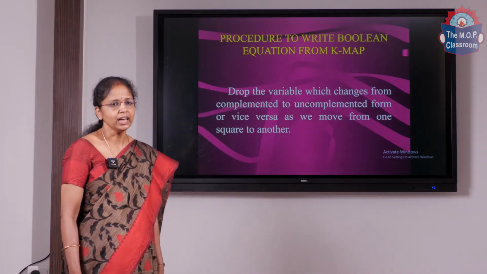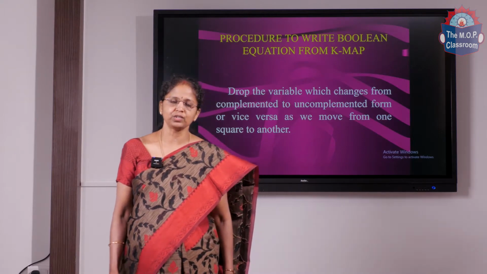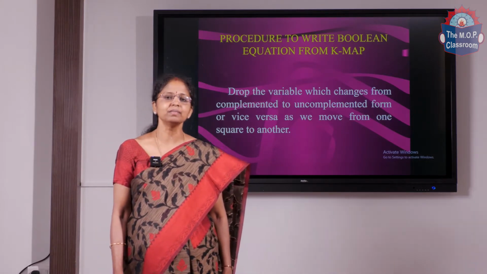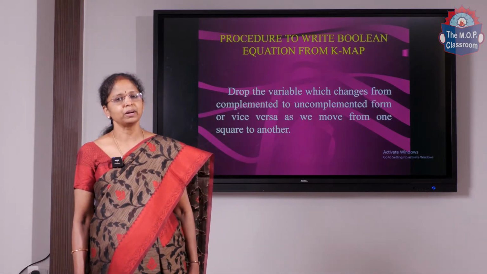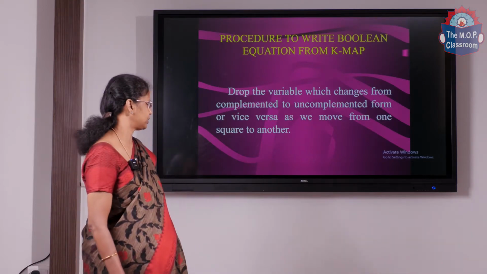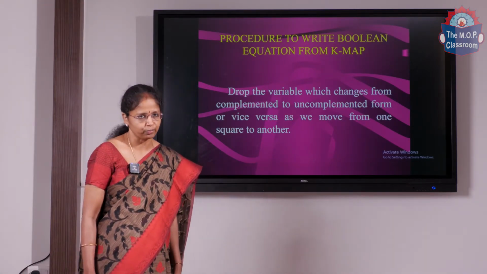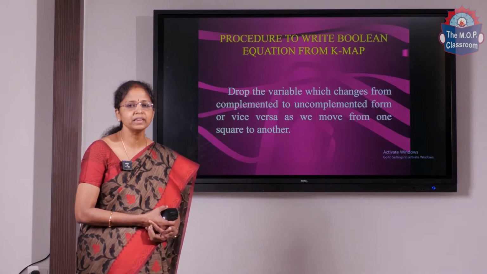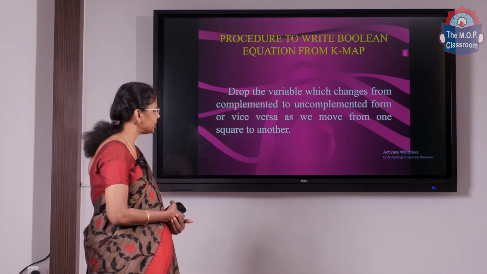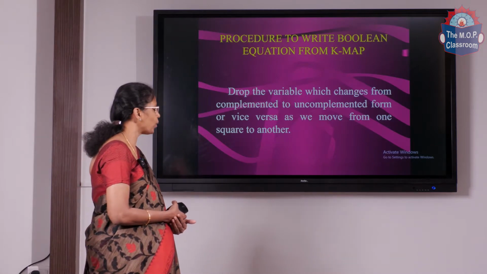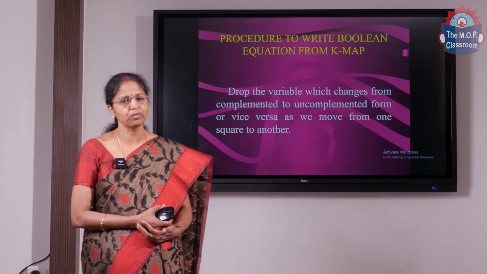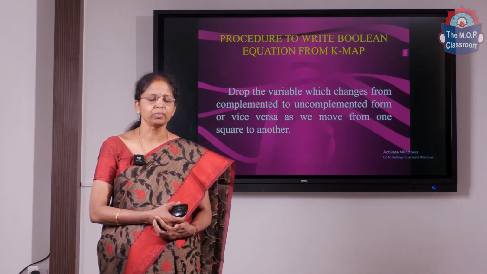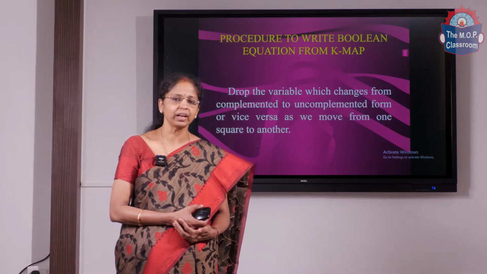Okay. Now, we have seen how to group the adjacent ones in the form of pair, quad and octet. Now, we are going to see how to write the simplified Boolean expression for that particular quad, pair or octet. So, what is the rule we have to follow? We have to drop a variable that changes from complemented to uncomplemented form or vice versa when we move from one square to another.